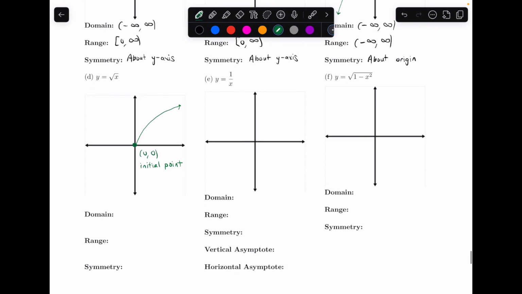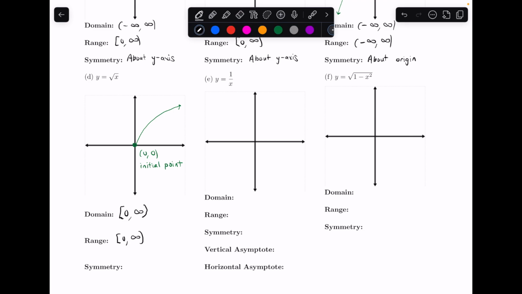So my domain, my x values, start at 0, bracket, because I do achieve the x value 0, and then they get bigger and bigger and bigger. They go onwards to infinity. I can also see that from the formula, if I think about restrictions, the x has to be greater than or equal to 0, and that's what gives me this domain. My y values start at 0 at this initial point, and then they get bigger and bigger and bigger. So the range is also bracket 0 to infinity. Let me make this parenthesis better here.